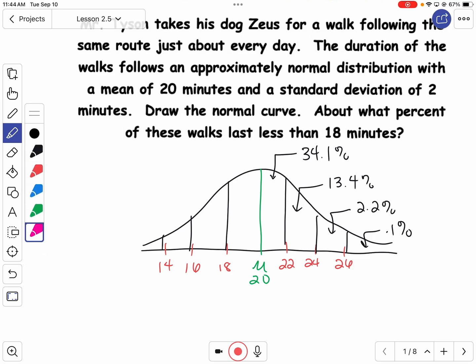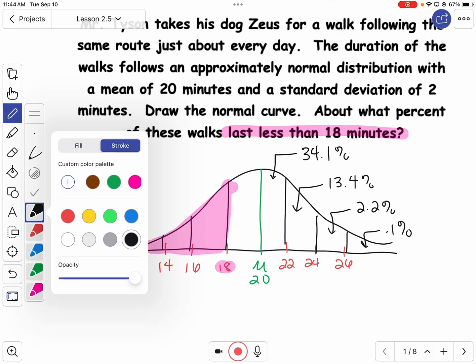It asked me on this question, what percent of these walks last less than 18 minutes? Okay, so here's 18 minutes. If I want to be less than that, is that to the left or to the right? Yeah, less is left, okay? So what we want to do is think about those individual pieces and add up the percentages.